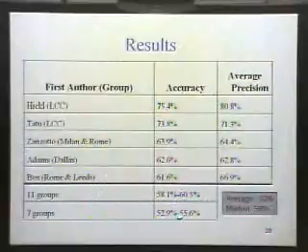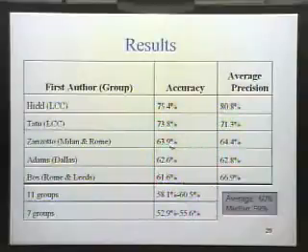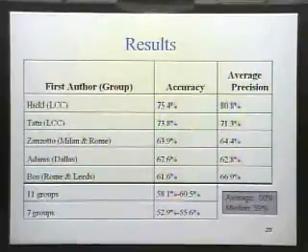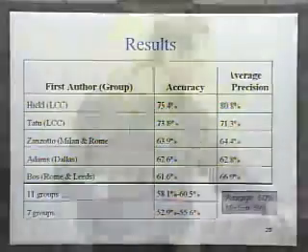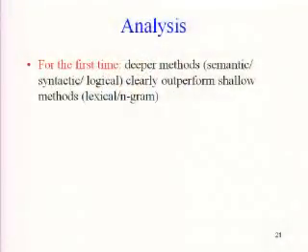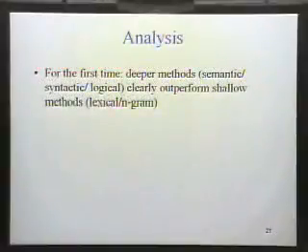A bunch of systems were not much better than the baseline. Then there was a middle group, I would say, with a few people at the top of the middle group. And then there was LCC, about 10% above everybody else. So these were the results. And some analysis of results showed that for the first time, RTE-2 versus RTE-1, the better systems that apply deeper methods clearly outperformed shallow methods.